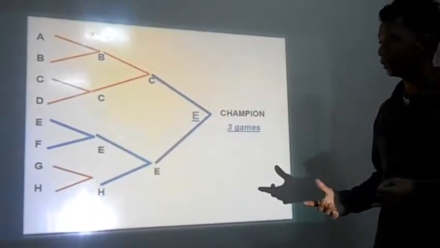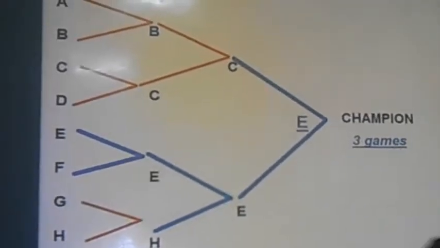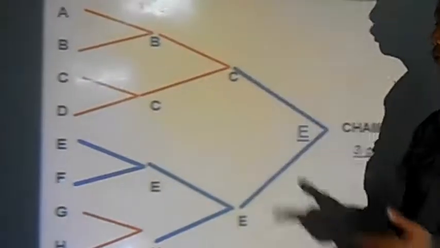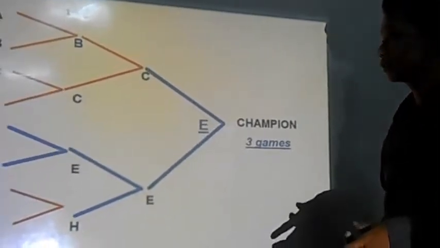First, I consider that the 8 teams are letters from A to H. This is team 1, A, team 2, B, C, D, E, F, and G. So there are 8 teams.